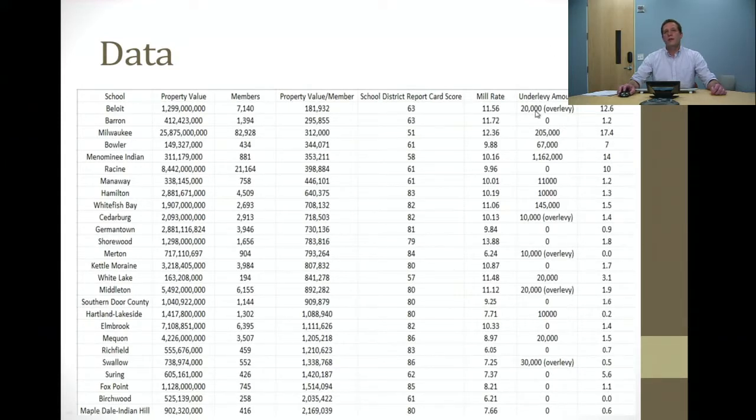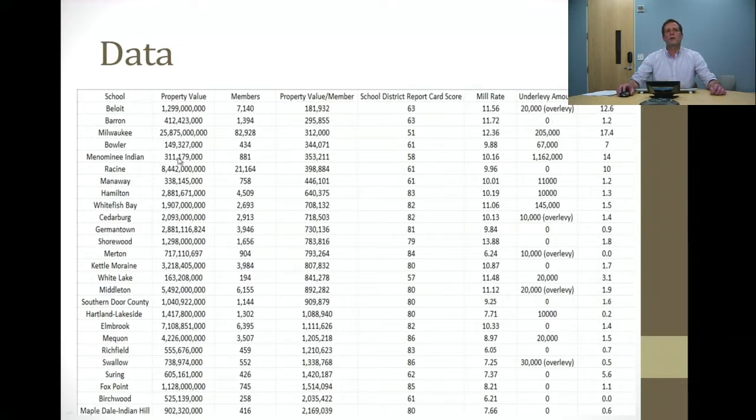I also looked at the amount that a district was under levying, or in many cases over levying, to see if that would be significant to some of the specific districts I looked at. And while I didn't focus so much on this part of my data, I did notice a few things that would maybe be worth looking at.